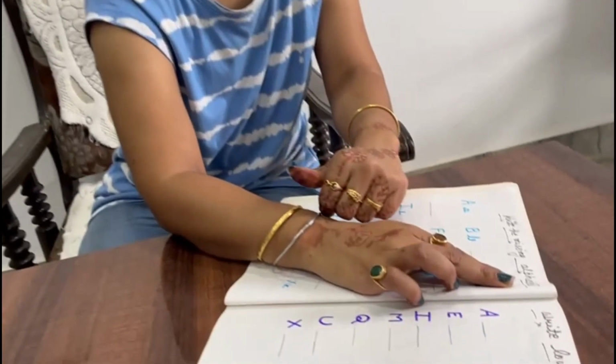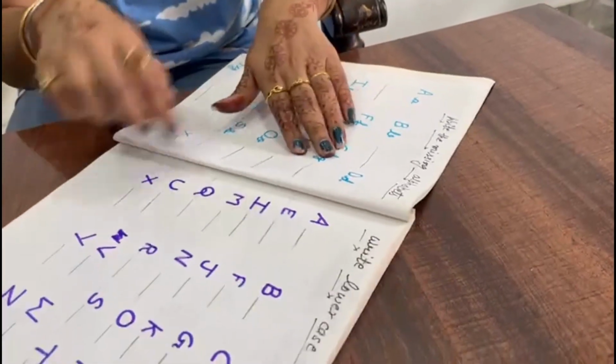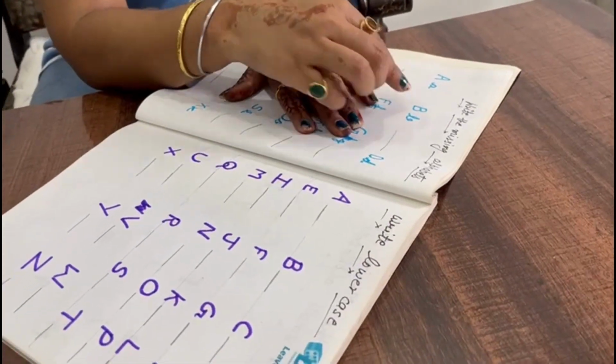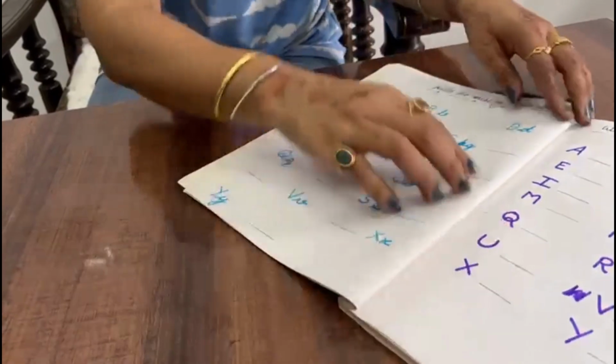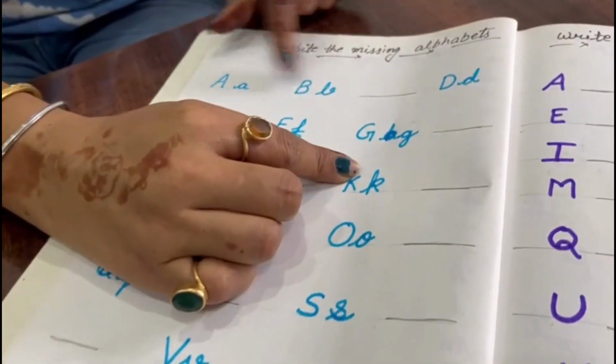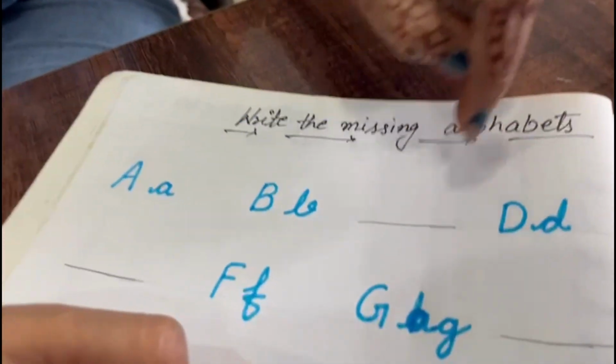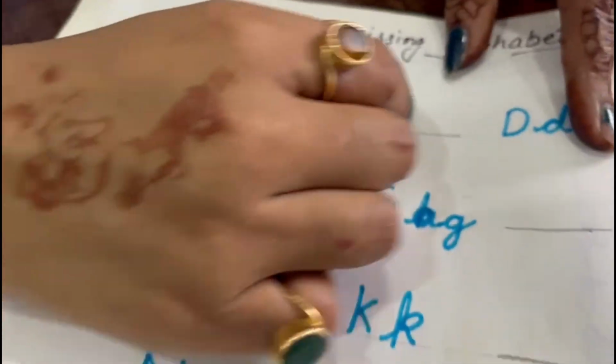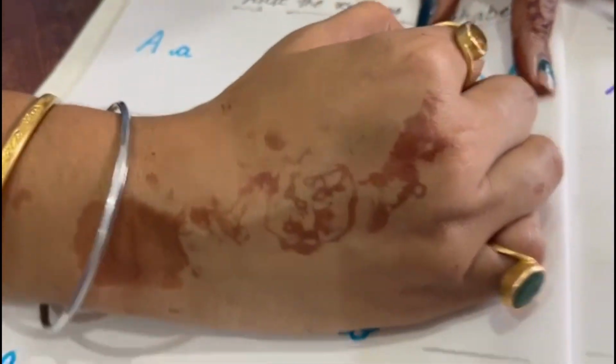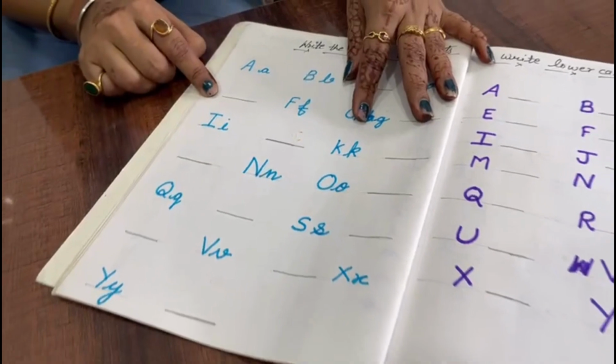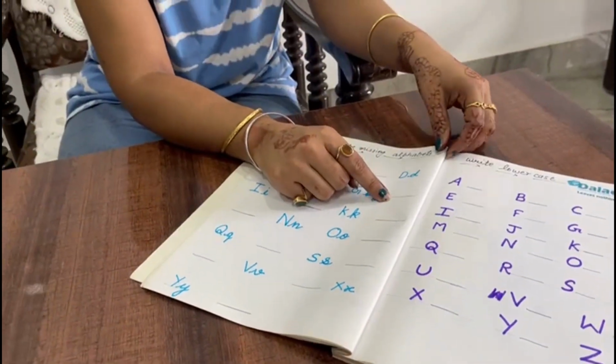The eighth step is over here, writing the missing alphabets. What is written here is A, Ba, Ka. You can see Ka is missing. The child has to write capital also and small also. So here, the child is going to start writing.